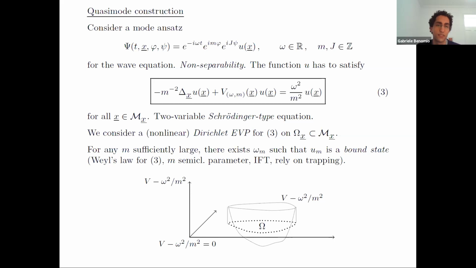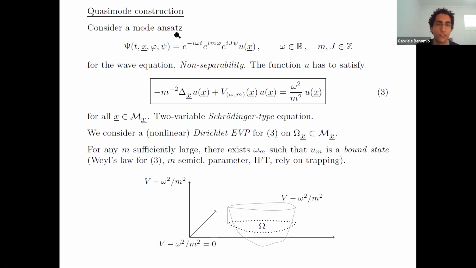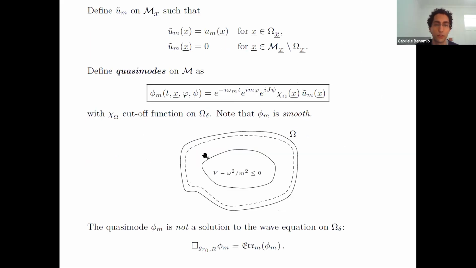Okay, so once the existence of a bound state for this problem has been established, one extends U outside the set omega to be equal to zero. So we define a new function U tilde that equals U, where U is the solution to your eigenvalue problem inside omega, and is equal to zero outside. So the quasi-mode will coincide with this mode ansatz that you have here, where U is the solution to this problem inside omega, and is equal to zero outside.